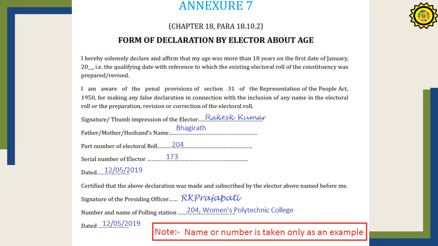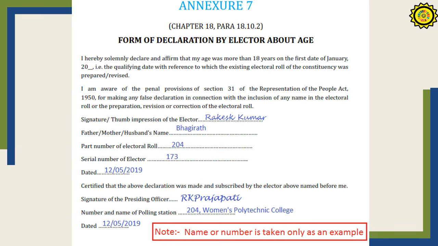This format is regarding declaration by an elector regarding age. In the case of a person whom PO considers much below the qualifying age, PO must be clearly satisfied about his claim of being an elector with reference to the entry in the electoral roll relating to him. If PO is prima facie satisfied about his identity and the fact of inclusion of his name in the electoral roll but considers him to be below the minimum voting age, PO should obtain a declaration as shown on the screen from that elector about his age on the first day of January of the year with reference to which the existing electoral roll of the constituency has been prepared or revised.